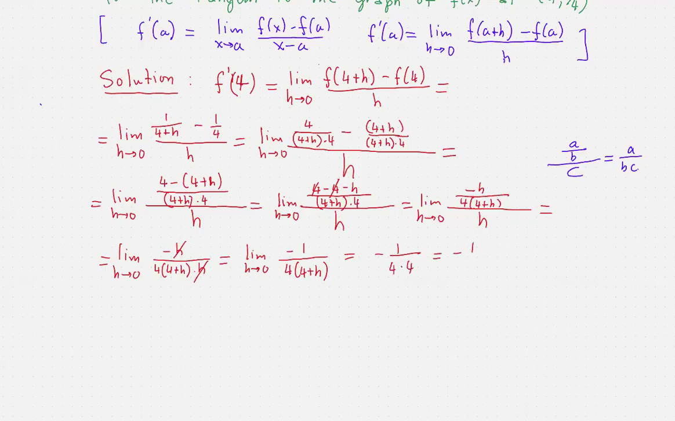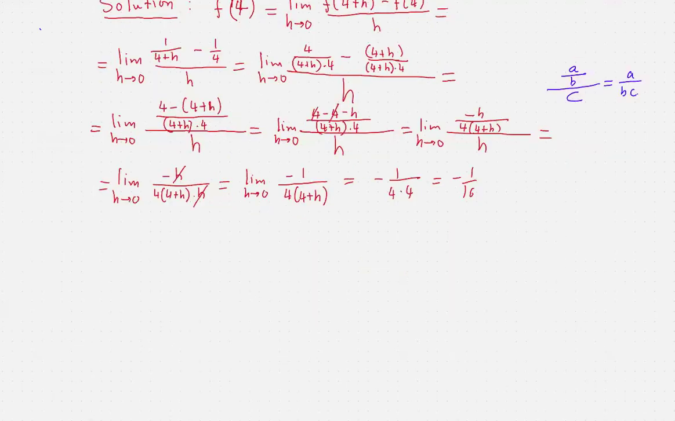So if we want to find the equation of the tangent, that is going to be y minus, in general, let's give the blueprint for that equation. That's y minus f of 4 is f prime of 4 times x minus 4, which of course is y minus 1 over 4 is equal to minus 1 over 16 times x minus 4. And this is the equation that we're looking for, the equation of the tangent.